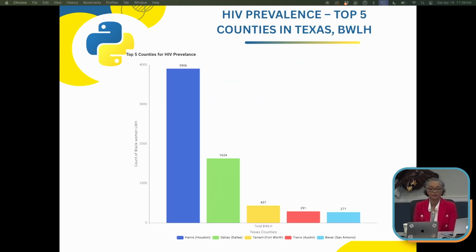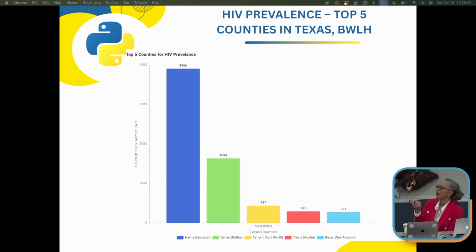Okay, so this is a bar chart. Basically, bar charts look at a category on your x-axis, and you look at a count of that category on the y. So here what I'm representing are the top 5 counties in Texas of Black women living with HIV. I use the phrase Black women living with HIV as opposed to what we used to say, people infected, because one is a very stigmatizing phrase, the other is not. So hence we go with Black women living with HIV.